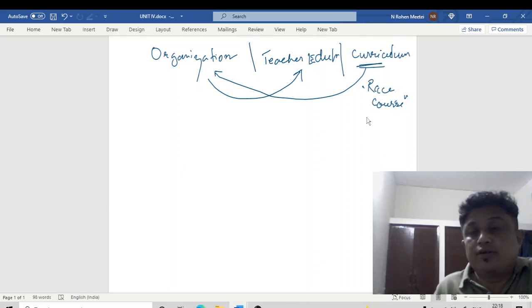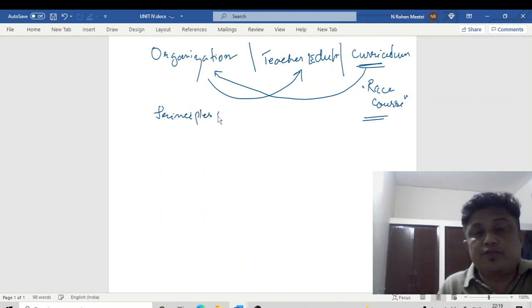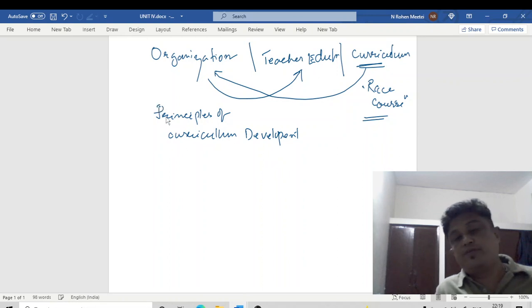So let us assume that somehow you have some fundamentals of the curriculum. Now, how to organize that curriculum, especially in that case during the undergraduate programs, you did study the principles of curriculum development. So that was very general. Normally, those principles are used at the time of curriculum development.